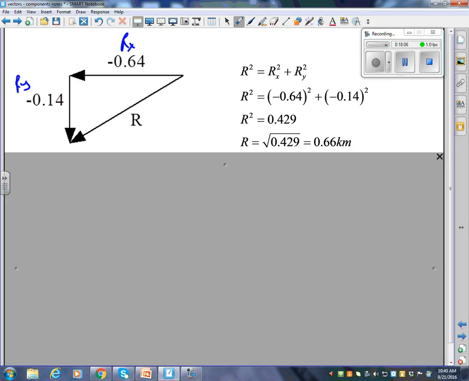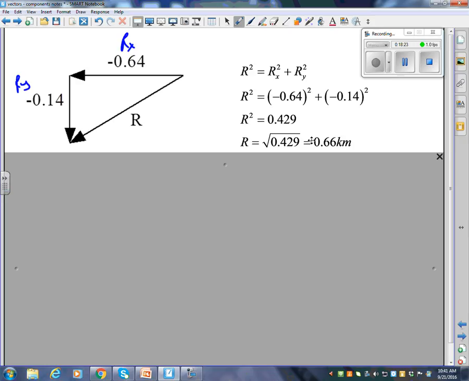Yeah, it's not technically right, because it's the X component of the R, right? But then R equals R squared. So I take that 0.64 and square it, and I take that minus 0.14 and square it, and you get 0.66. I hope you can all solve that.